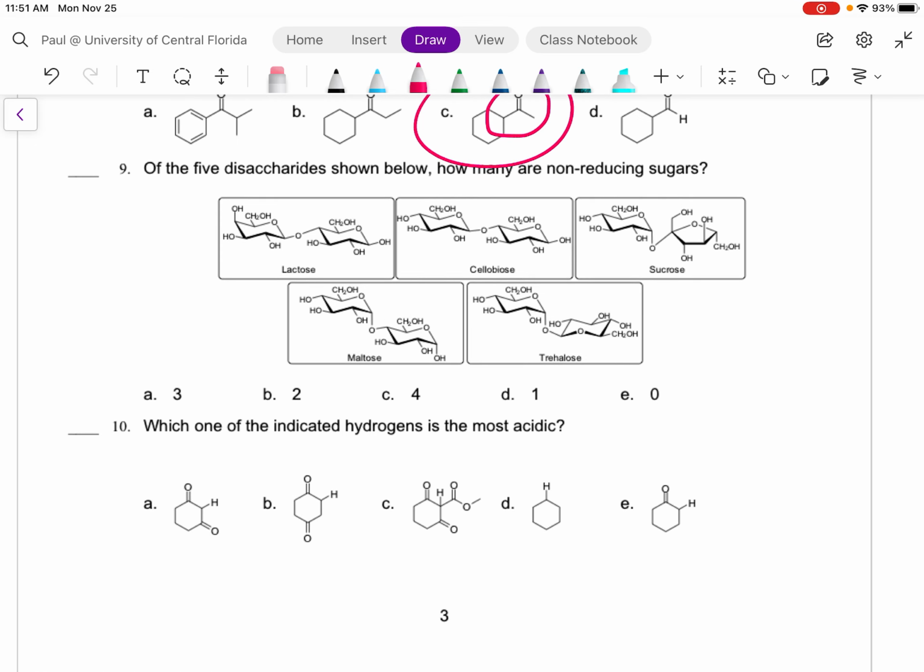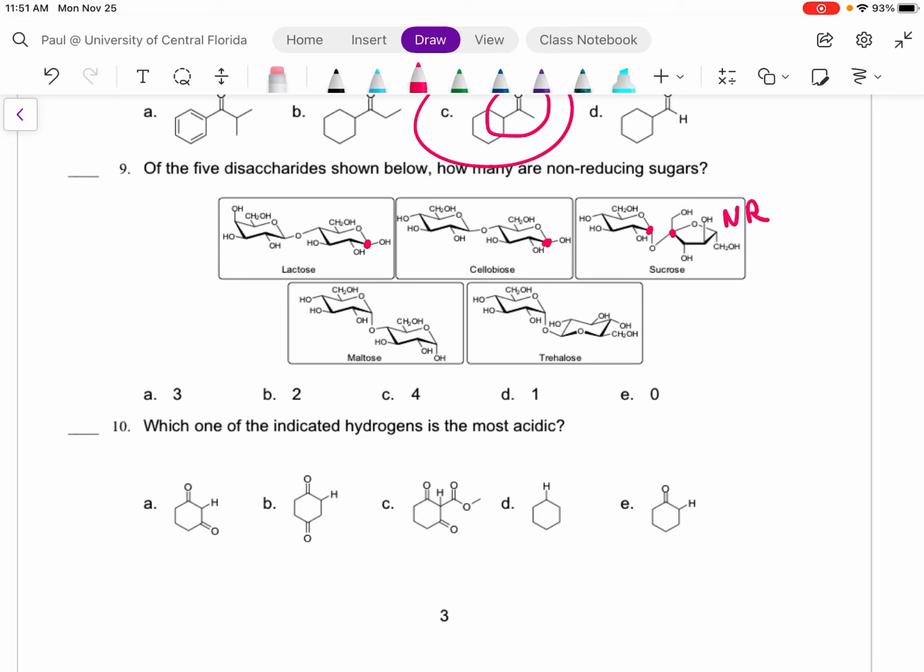So we are trying to find non-reducing sugars. So what we're going to do is try to find the hemiacetals. And there's a hemiacetal right there. So that's reducible. We can see another hemiacetal right there. That's reducible. In this product right here, or sucrose, what we see is we find the anomeric carbons, okay? And we see that those are both acetals. So that's a non-reducing sugar.